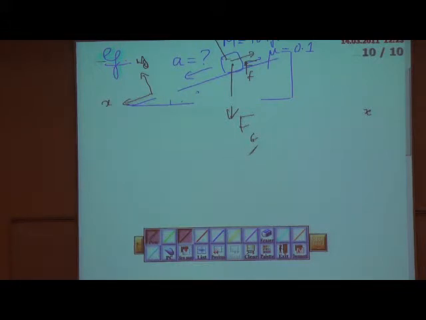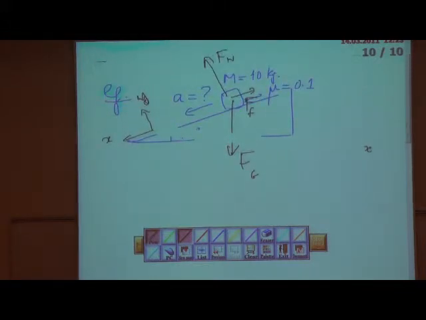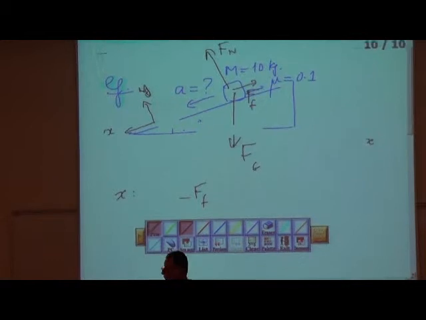So, what are the forces in the x direction? There is friction, yes. Is it down or up? Up. So I put a minus here. What is the downward force? Is there a downward force? What makes it move down? It's weight, gravity.